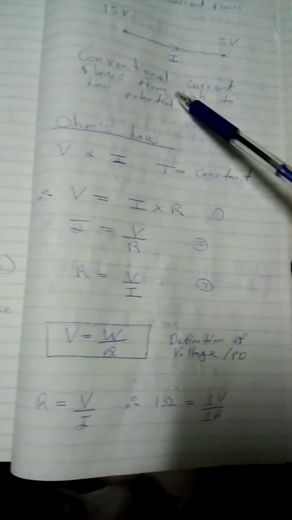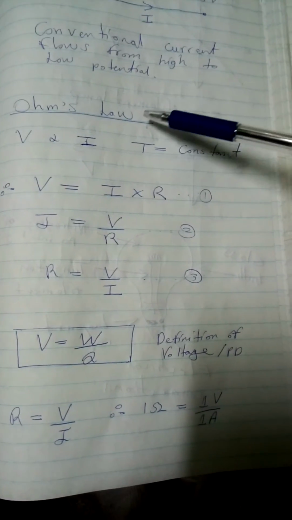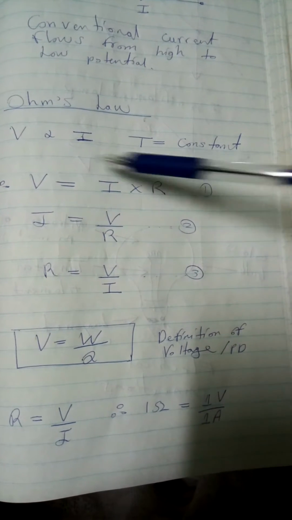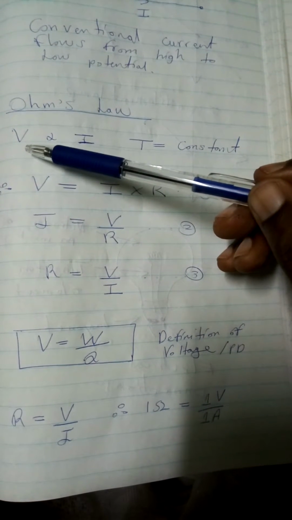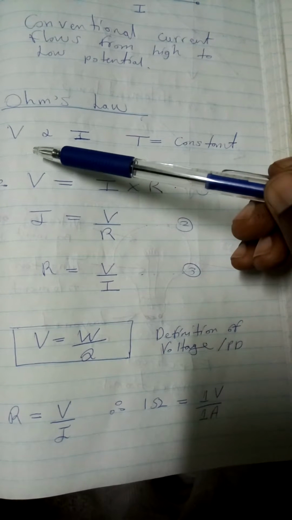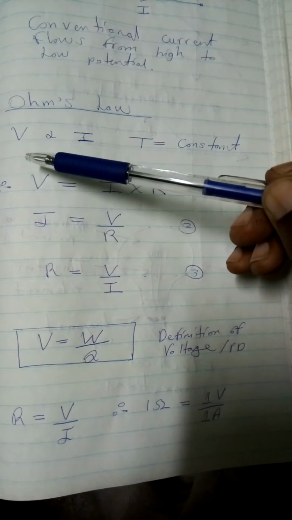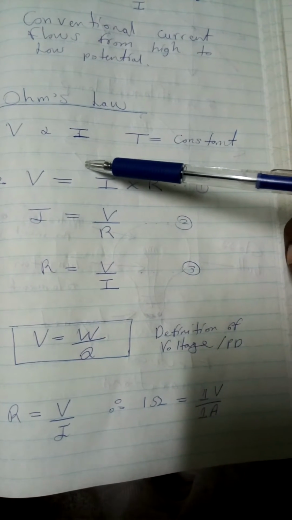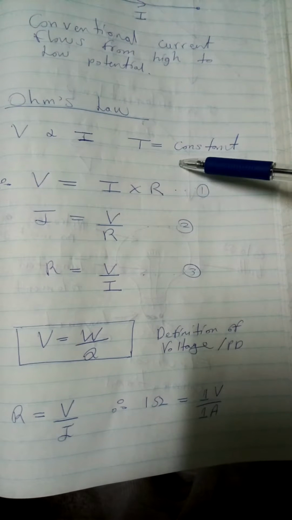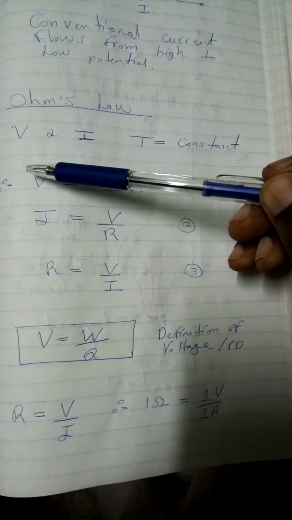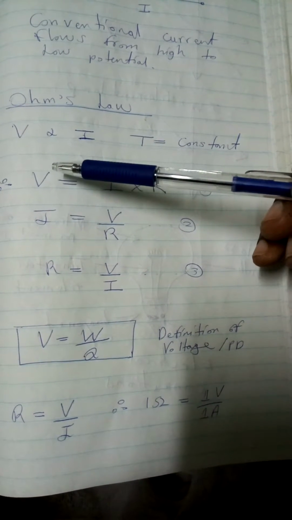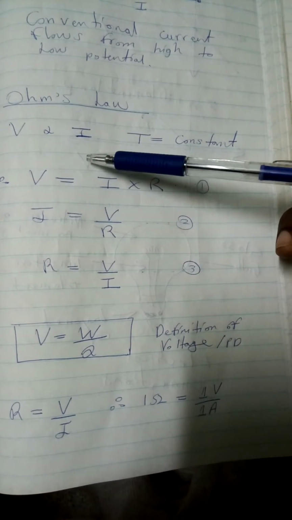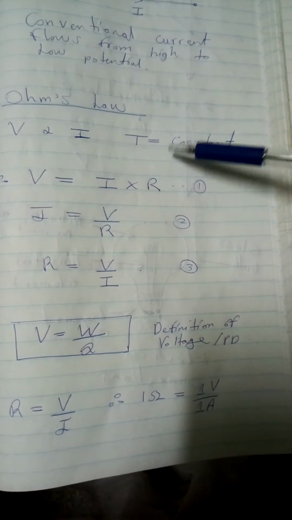Alright, so now we come to Ohm's law. This law stands for George Ohm. And he says that when you apply a potential difference across a wire, the potential difference is directly proportional to the size of the current that will flow, provided that the temperature is held constant. So when a potential difference is applied across a conductor, that potential difference is directly proportional to the current that will flow, provided that temperature is constant.